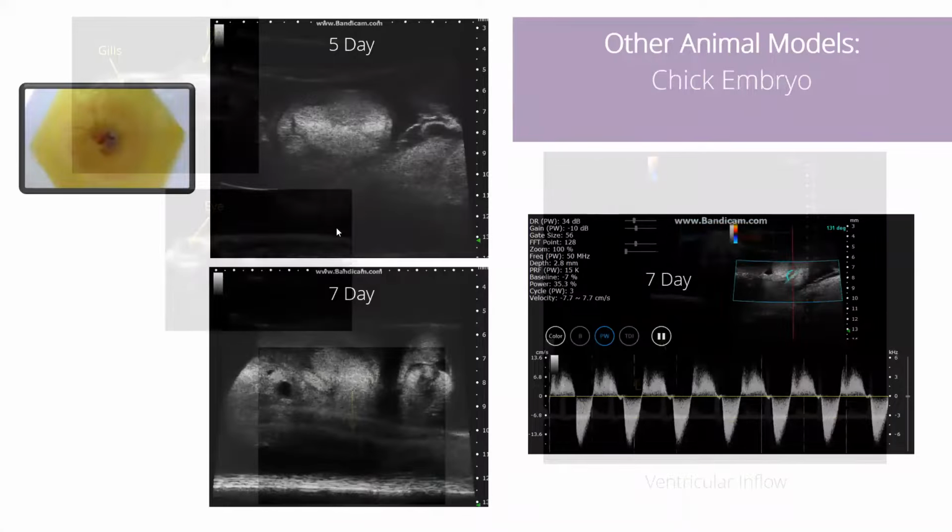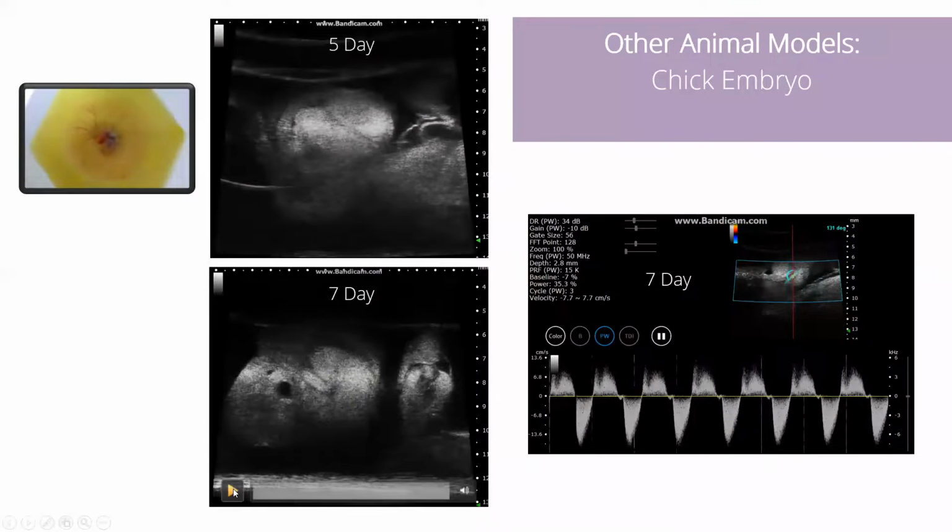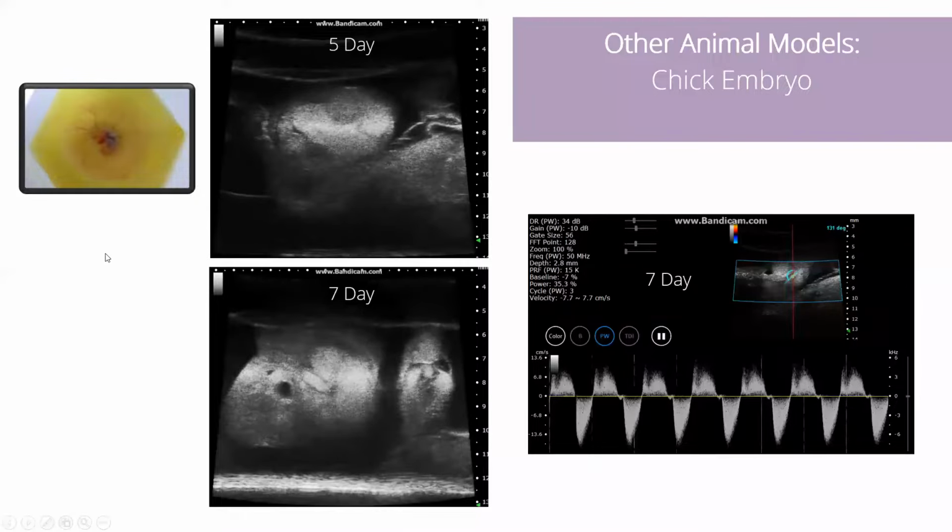Looking at chick embryos, here we're actually able to see the developing heart. In this case, the shell is just shaved off at the area of the air pocket, and this is where the embryo is developing on the membrane, as you see here. We're able to see the heart as it's developing, again using B mode to look at it and Doppler modes to be able to quantify the flow changes as that embryo develops.